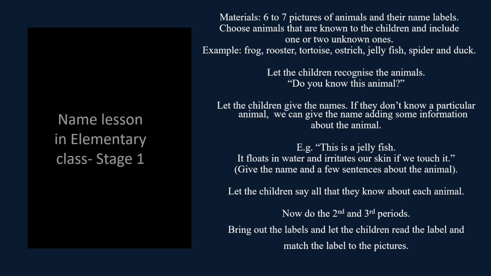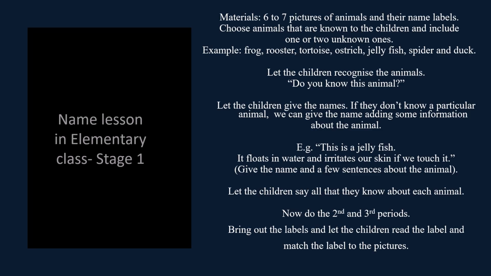Now, we had already looked at the name lesson or the 3-period lesson, but in the elementary class, we do the name lesson a little differently. So we offer 6 to 7 pictures of animals and their name labels, and we choose animals that are known to the children and include 1 or 2 unknown ones. Example here, I have used frog, rooster, tortoise, ostrich, jellyfish, spider, and duck.